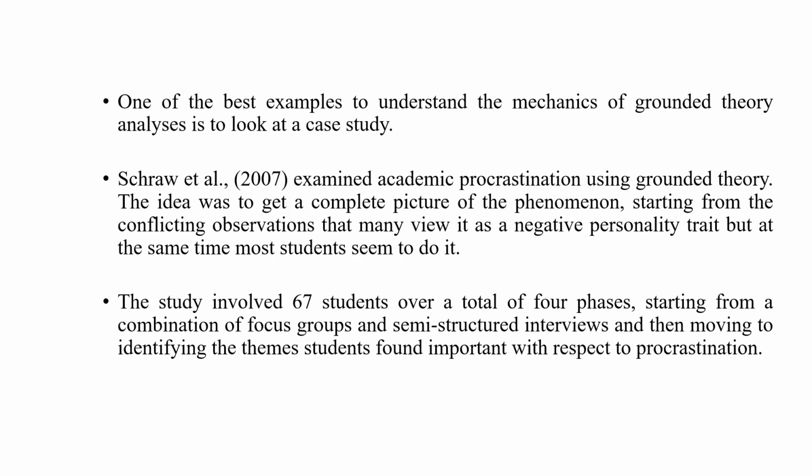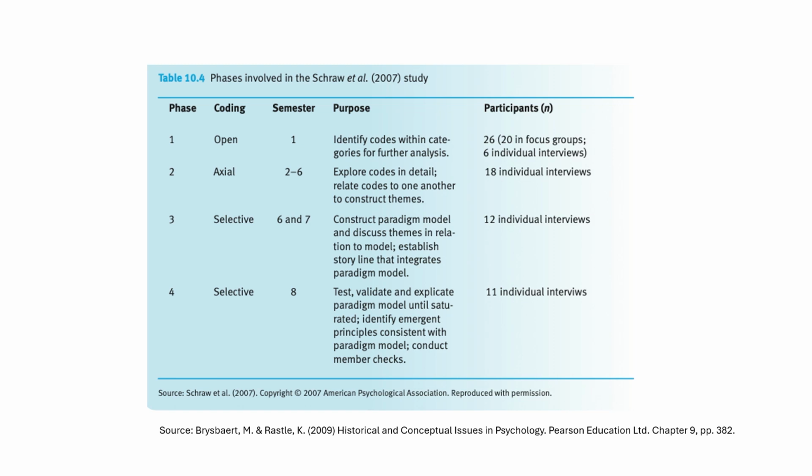So this study involved 67 students over a total of 4 phases, starting from a combination of focus groups and semi-structured interviews, and then moving on to identifying themes which were found important with respect to procrastination. Let's see what is happening here. So these are the 4 phases. The first phase is the open phase. You are trying to identify codes within categories for further analysis. 26 participants, 20 in focus groups and 6 in individual interviews, participate here.